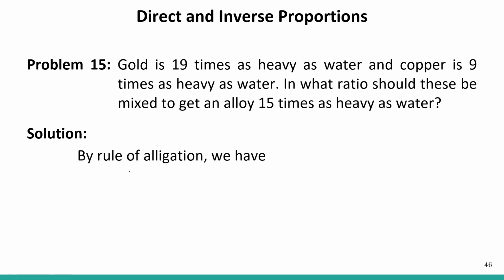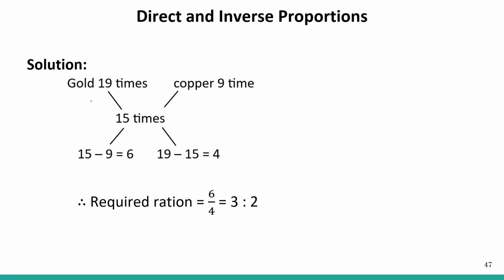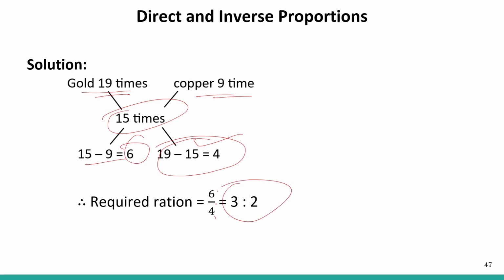So let's see. By the rule of alligation, what we can calculate is gold 19 times, copper 9 times, and the mixture is 15 times. Okay, so 15 minus 9 is equal to 6, and 19 minus 15 is equal to 4. So the required ratio is 6:4, that is the simplified version of 3:2.